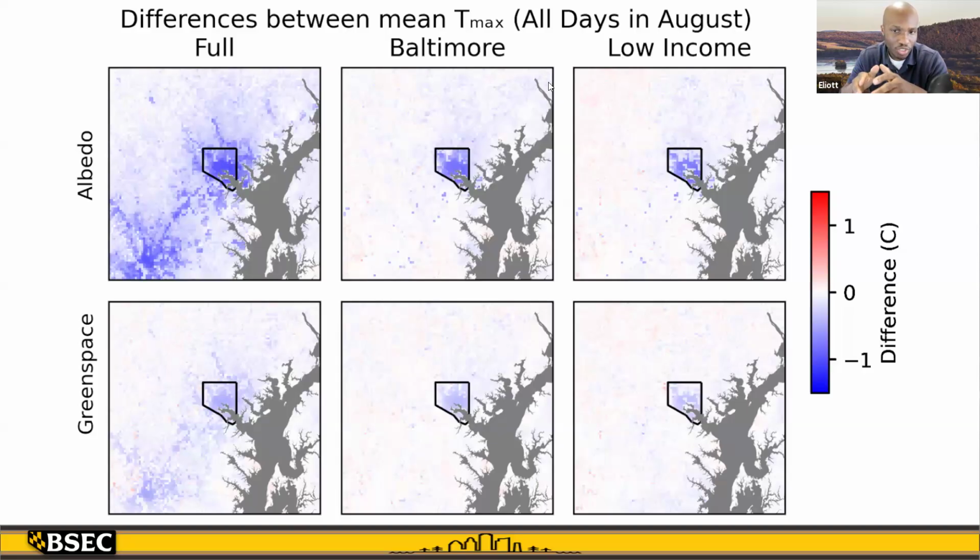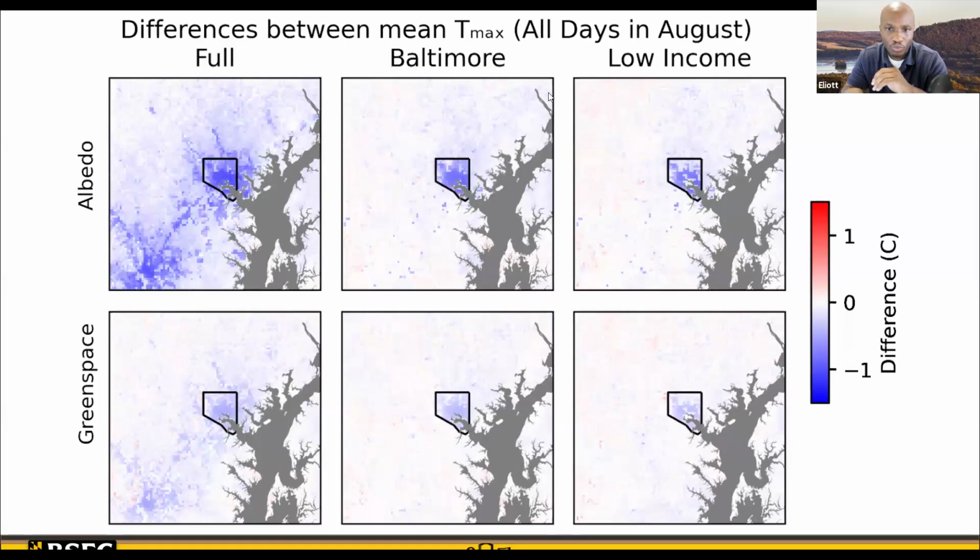To give you a sense of some of the results, I want to start with showing the difference in Tmax. We have a control simulation with no mitigation, and then we've done it over the full domain, just over Baltimore, and low income areas. To first order, temperatures are decreased by about 1.5 degrees C, especially over these urban areas when we do this full domain. And as we expect, if you just apply it in Baltimore, this is where the cooling happens. You'll notice there's a big contrast between the albedo case and when we change the green space, where green space is much less effective, at least in reducing Tmax.